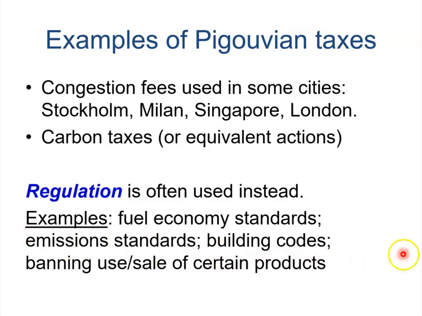When buildings are built, there are building codes, and those codes could include, for example, actions regarding energy efficiency or the installing of solar panels on rooftops and so on. And sometimes governments just ban outright the use of certain products or the production of certain things, where the external costs are simply so high that you can't allow the thing to be produced.